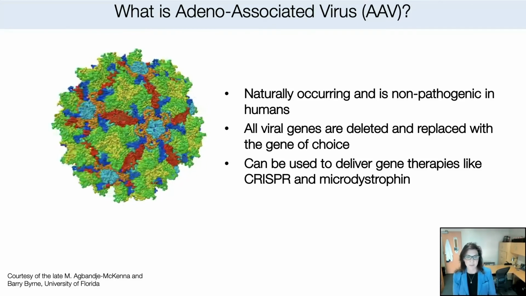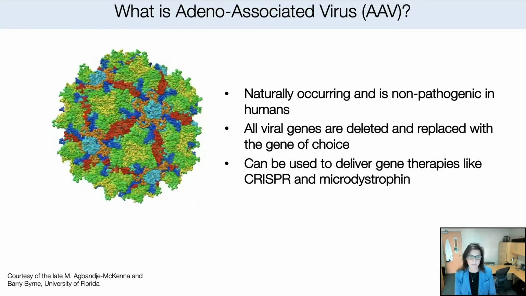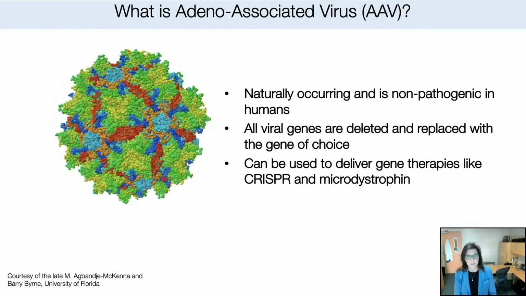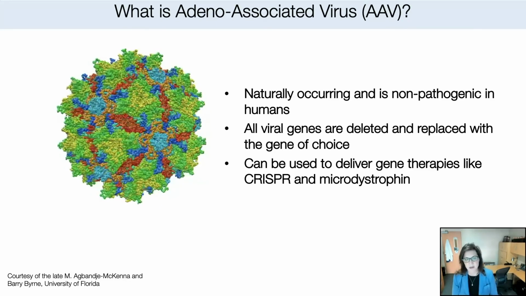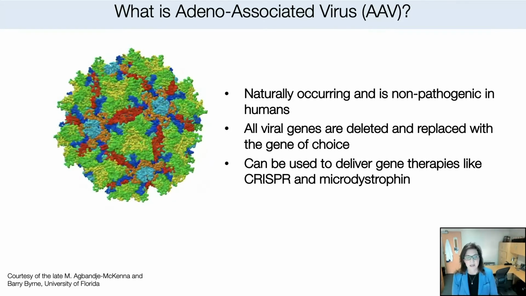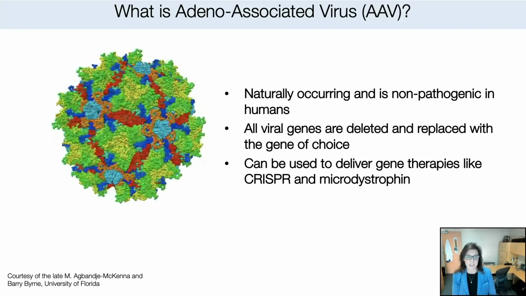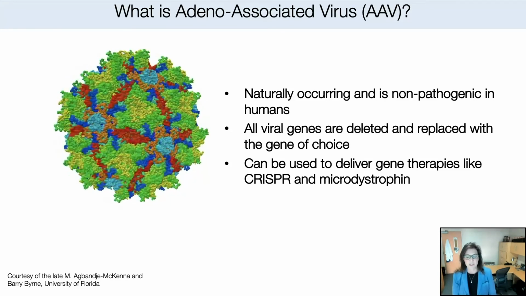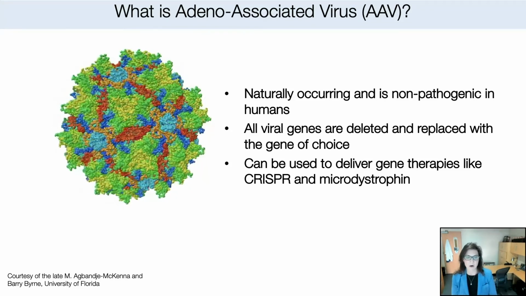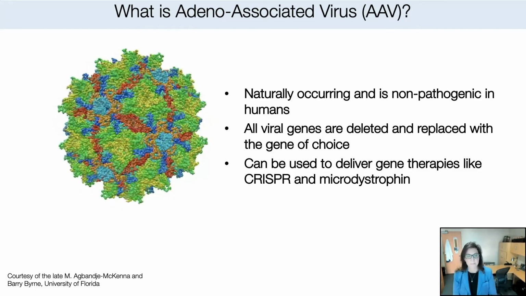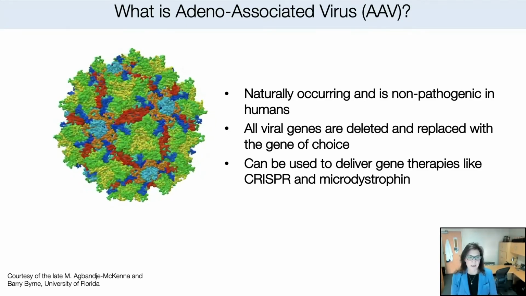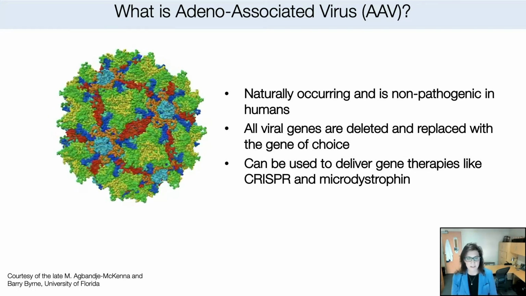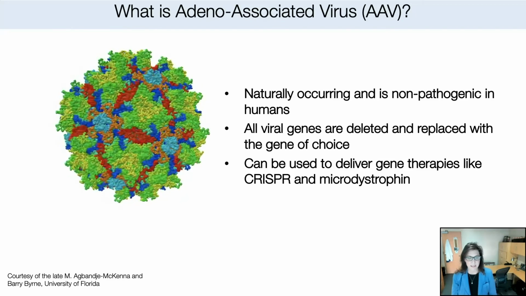But luckily, nature has provided us with a solution to this problem, and that is the adeno-associated virus, which Dr. Gersbach just mentioned. So this is a naturally occurring virus. It's non-pathogenic in humans. And in order to use it to deliver our gene editing components, also microdystrophin, all the viral genes are replaced by the cargo that we're trying to deliver. And what you're seeing here is an AAV molecule that is decorated with a lot of different proteins that are shown in different colors. Can I have the next slide, please?